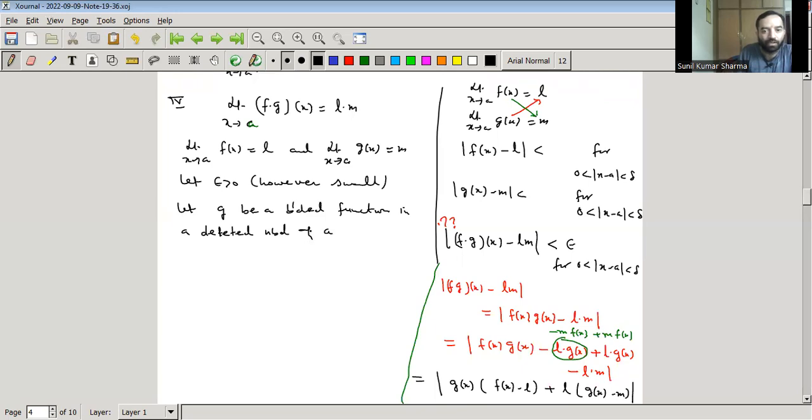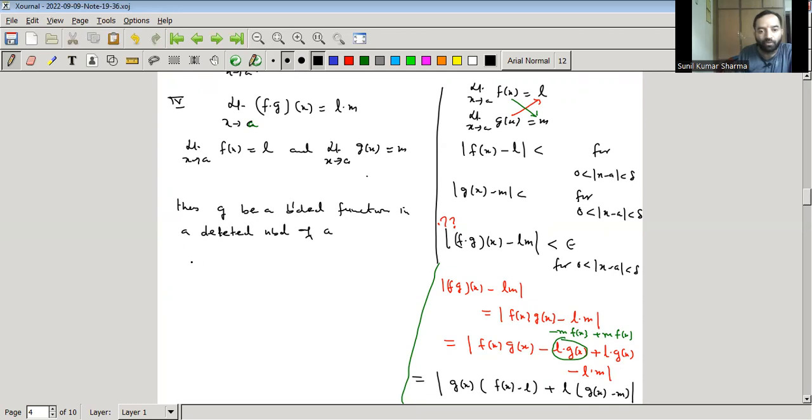how can we take g to be bounded? We can say, because limit x goes to a g of x equal to m is given, then g of x is bounded. So without taking epsilon, since limit of g of x equal to m is given, then by using the theorem, g is bounded in a deleted neighborhood of a. We have already discussed this theorem in lecture number 1.